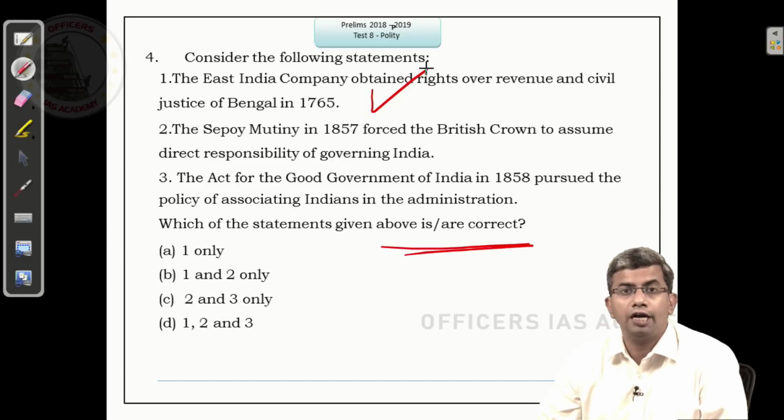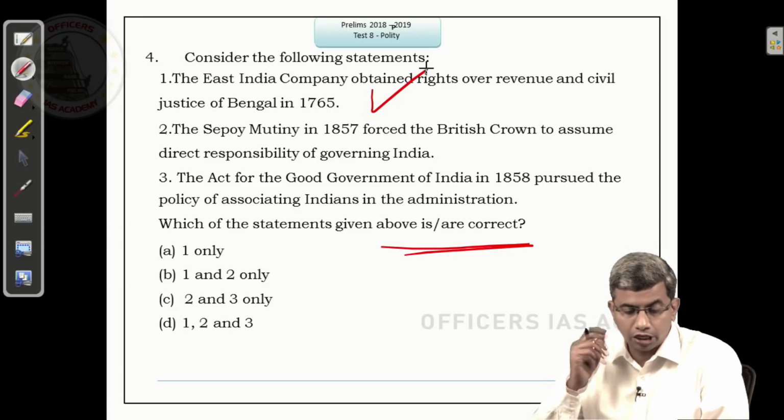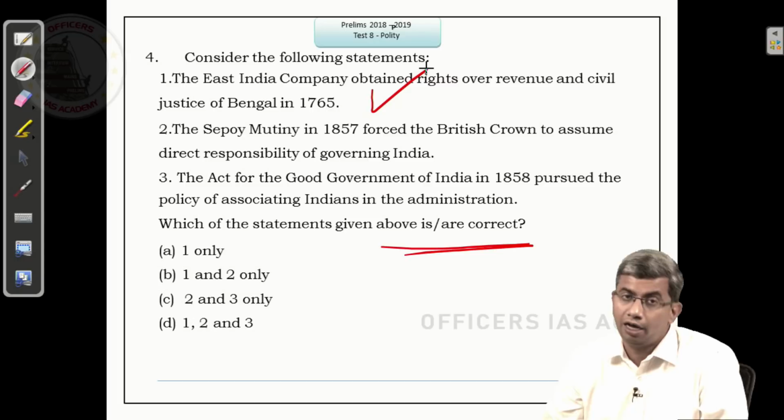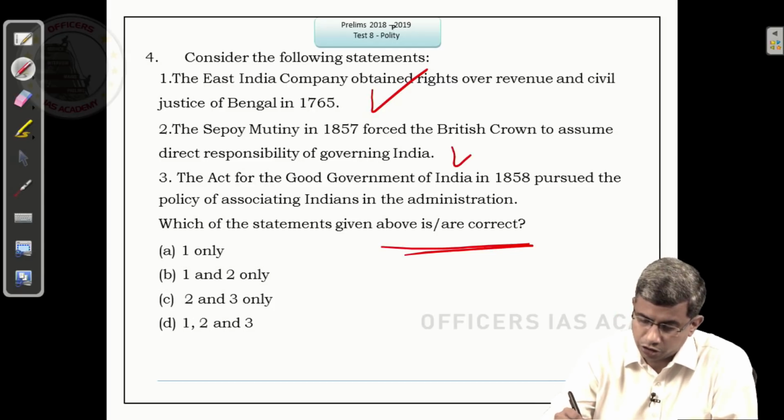The Sepoy Mutiny in 1857 forced the British Crown to assume direct responsibility of governing India. Yes, that is what resulted, the First War of Independence resulted in the Government of India Act 1858. So the second statement is also correct.